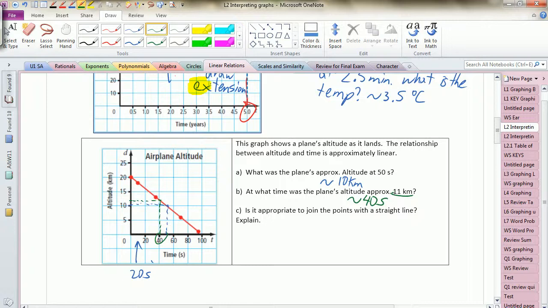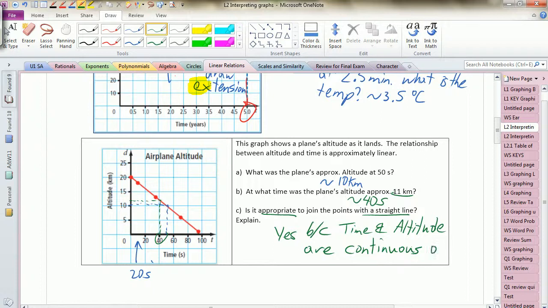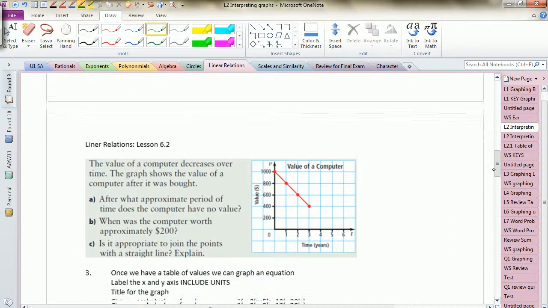This next question is a good one. Is it appropriate to join the points with a straight line? Yes, because time and altitude are continuous data. Oh, I'm having a spelling issue today. C-O-N-T-I-N-U-O-U-S, data, D-A-T-A. There we go. So time and altitude are continuous, so it makes sense to join with a straight line. Any questions? Okay, turn it over. Do the next one. Go for it.